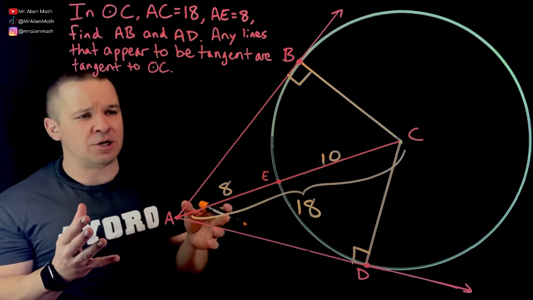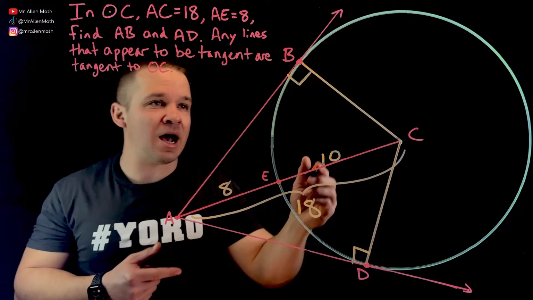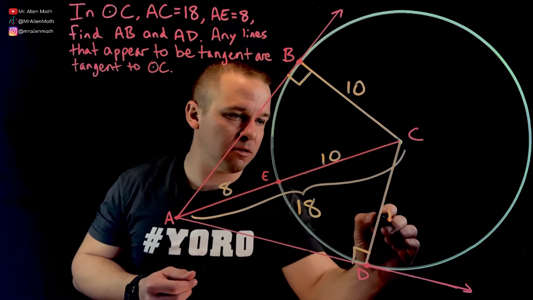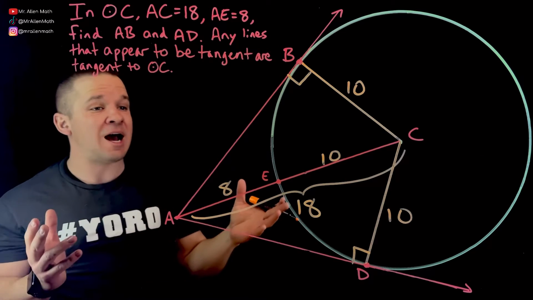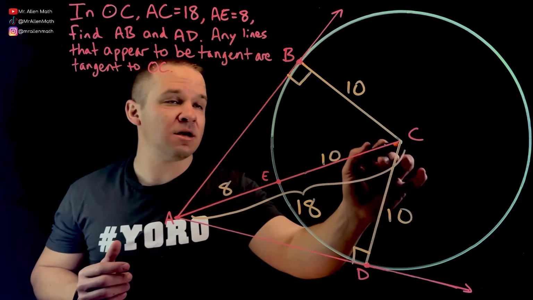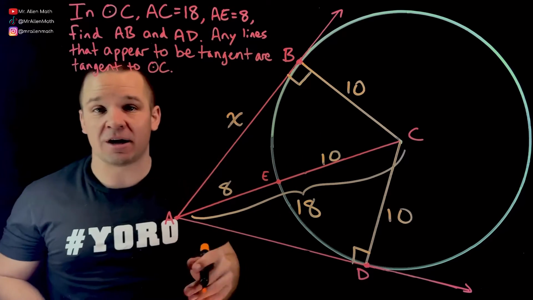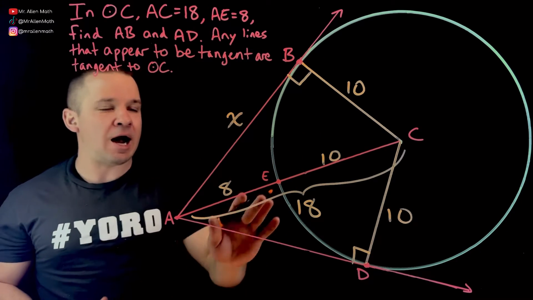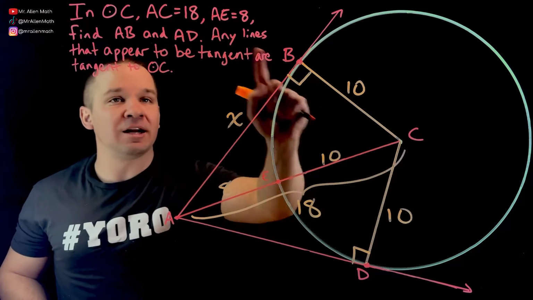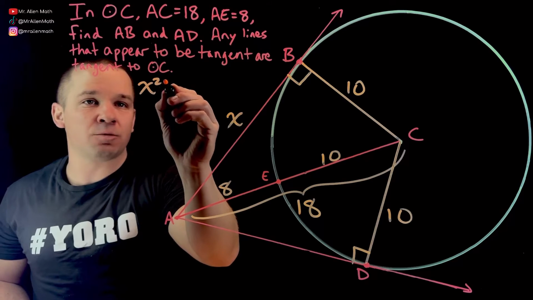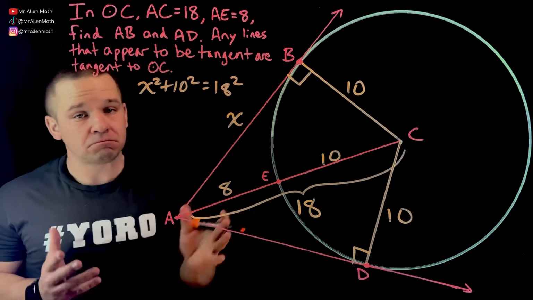Now, what else can I do with that? Well, EC is 10, right? That's a radius. And all radii in a circle are going to be the same measure. They're all going to be congruent. So those are both 10 as well. So the 10 did actually come in handy there, which is wonderful. And now I have two sides of a right triangle, which means I can solve for the third here. I'll call this x right now because that's going to be our goal, okay? So I have the hypotenuse right across from the right angle of this right triangle and a leg. So we're going to have ourselves x squared plus 10 squared equals 18 squared. Cool.